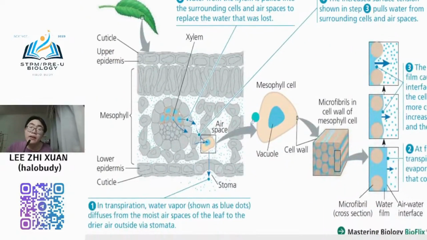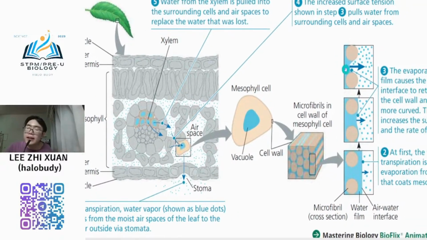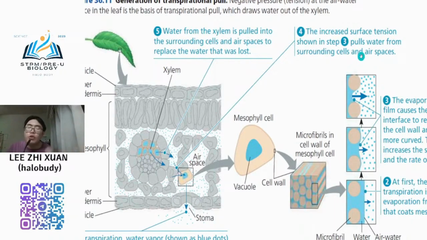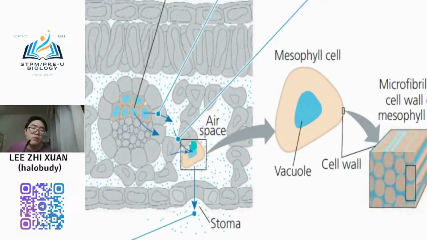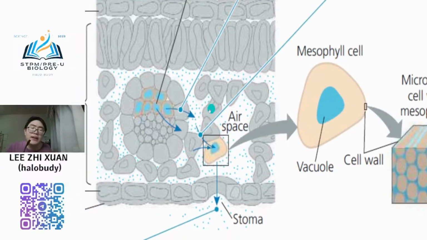So meaning that the mesophyll cell is already giving the signal, "tak cukup air lah, saya dah cukup air lah," because it's like this. So it will pull the water from any surrounding part. Maybe it will take water from its friends, from the other mesophyll cells, or from the air space, any part.